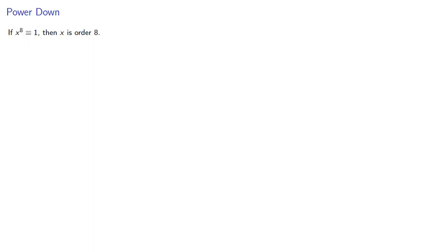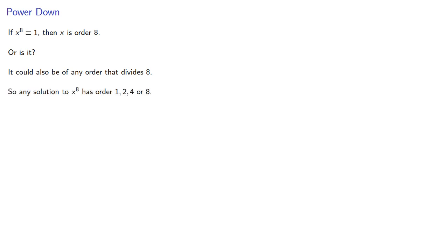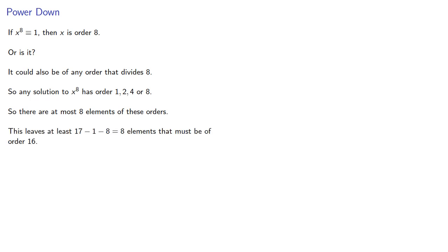If x to the 8 is congruent to 1, then x is order 8. Or is it? It could also be of any order that divides 8. So any solution to x to the 8 congruent to 1 has to have order 1, 2, 4, or 8. And so there are at most 8 elements of these orders, and this leaves 17 minus the 0 element minus the 8 elements of order 1, 2, 4, or 8. That's 8 elements of order 16.